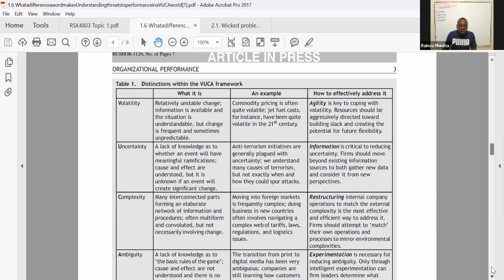So which means to deal with uncertainty, before you even introduce the shuttle service, you need to go and do market research. As you're doing market research, you're gathering more and more information so that you're able to understand the effect of what you are trying to introduce. Are we on the same page when it comes to uncertainty? Any questions?